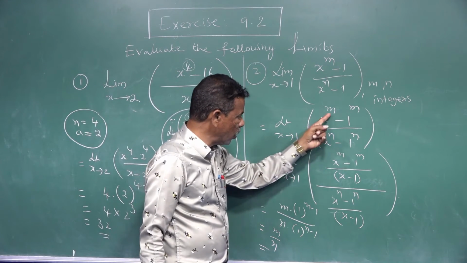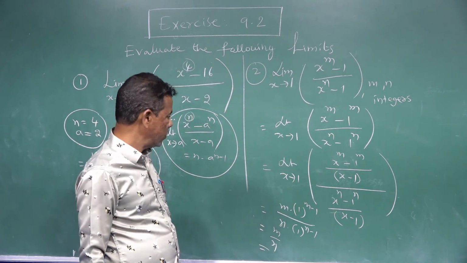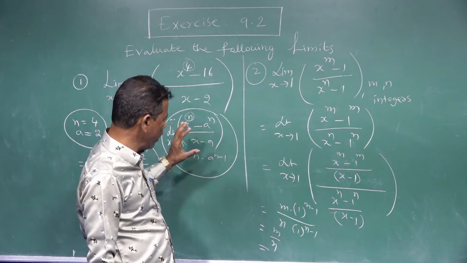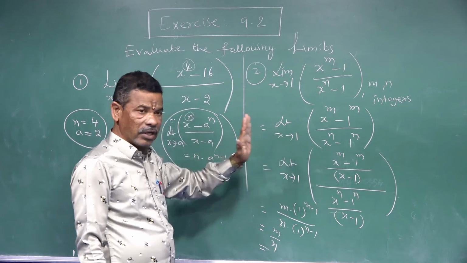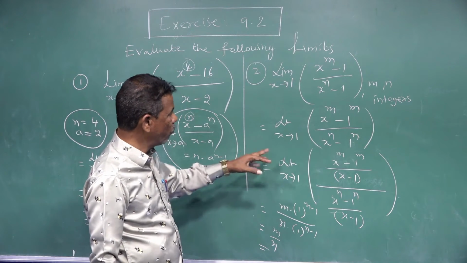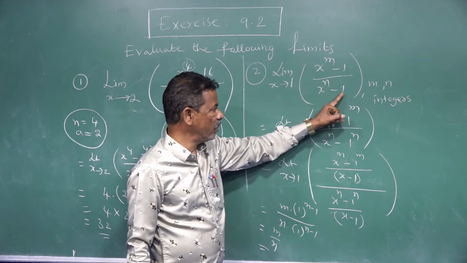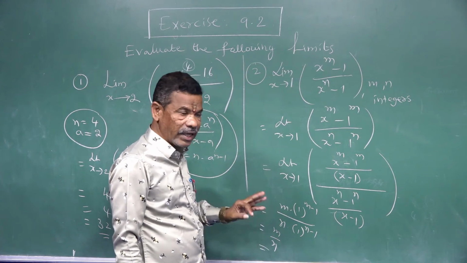So here x power of m, here x power of n. Both are having powers. Here only x minus a. That's why this function converted to this type. So anyhow, this is also one formula: limit of (x power of m minus 1) by (x power of n minus 1) is equal to m by n.